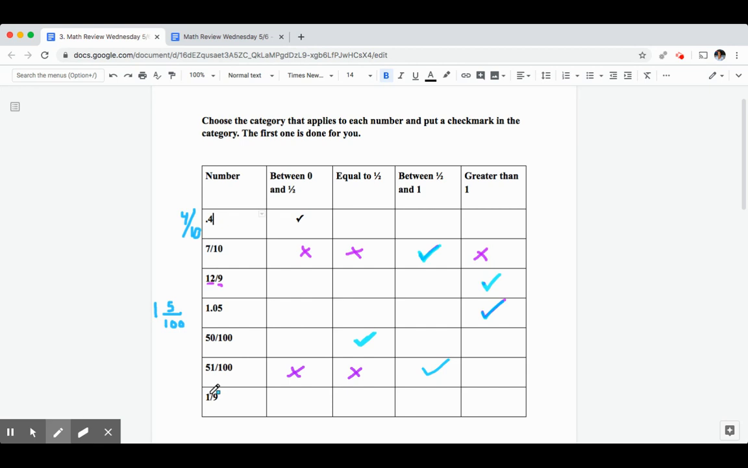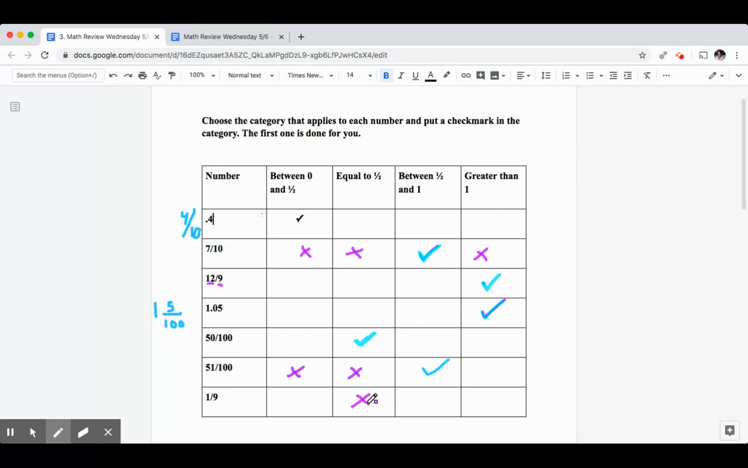Last one is 1/9. We should start by figuring out half of 9. What is half of 9? Half of 9 is 4 1/2, or 4.5, 4 5/10. So in order for this fraction to be equal to 1/2, the numerator would have had to have been 4.5. And it's not that. So this is not equal to 1/2.